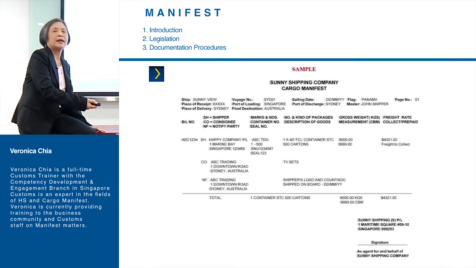shipper's load and count. In other words, the responsibility is on the shipper. Should anything happen, the party answerable will be the shipper itself. This SOC stands for shipper's own container. The container belongs to the shipper itself. And lastly, here is to confirm that the goods were on board a vessel on the particular day of sailing.